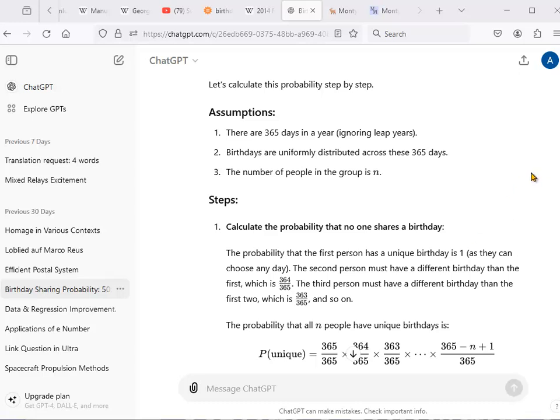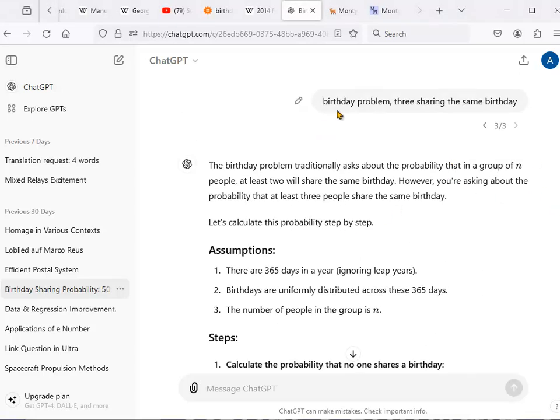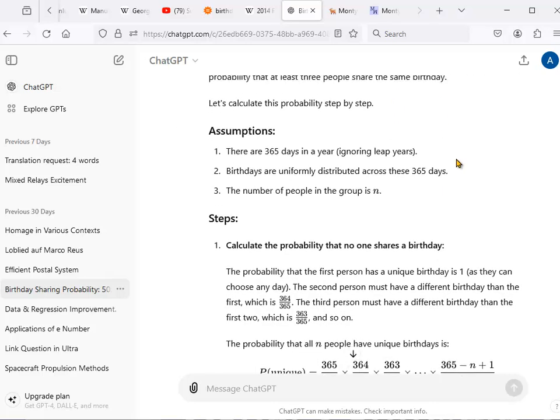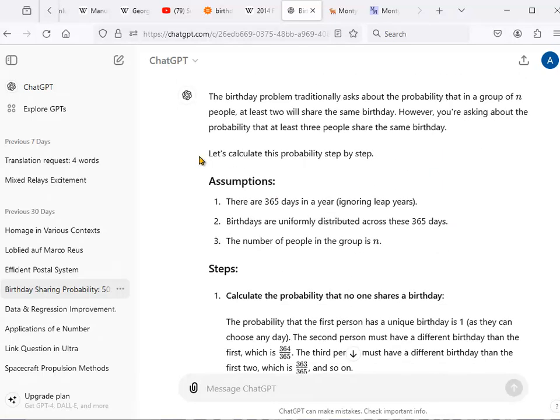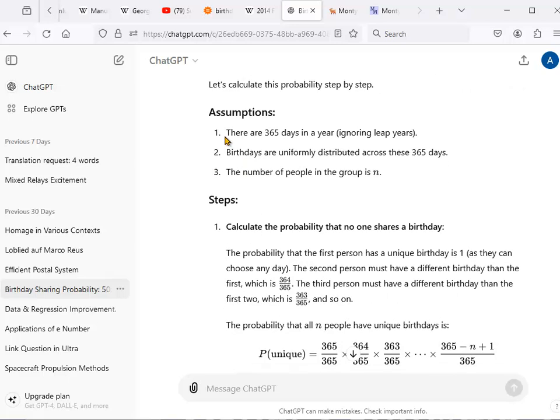Alright, so these are going to be the instructions for the birthday problem. This particular one I put into ChatGPT, and I'm actually asking for 3 sharing the same birthday, just out of curiosity. In any case, ChatGPT actually got me back some really good instructions.